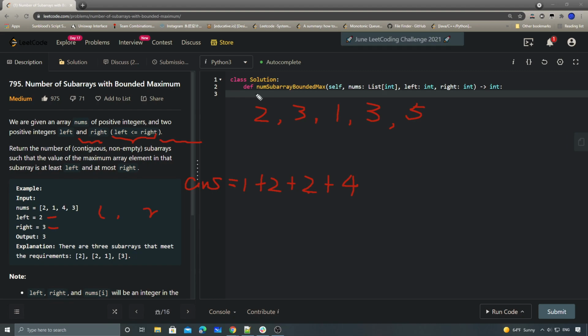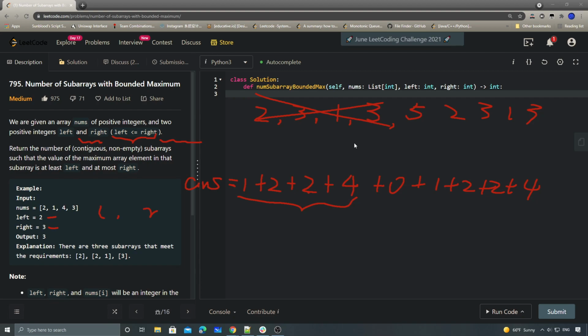Basically, this one is gone. We have already accumulated everything there. That's the result. When we see a greater number here, this one is going to be 0, and then we have to reset everything starting after 5. Let's say we have another 2, 3, 1, 3 after 5. So this one is going to be 1 plus 2 plus 2 plus 4, right? So that's how we do the calculation.